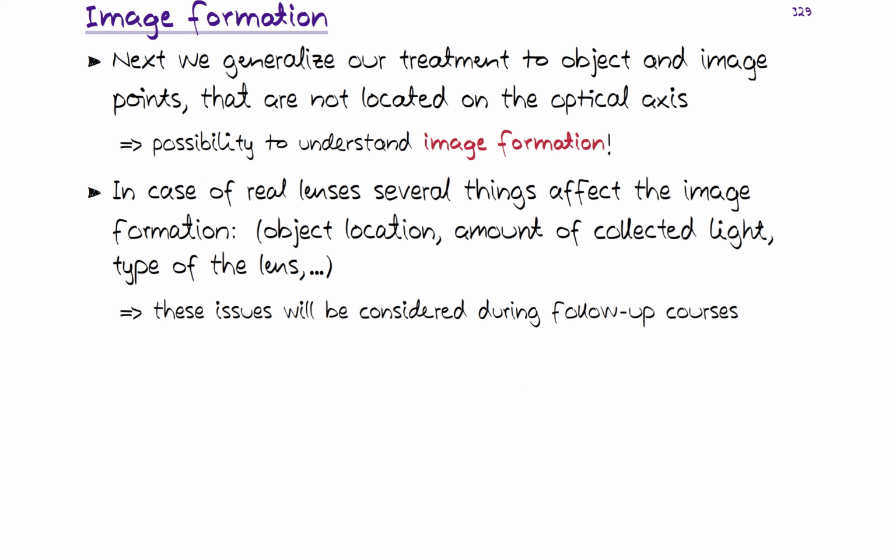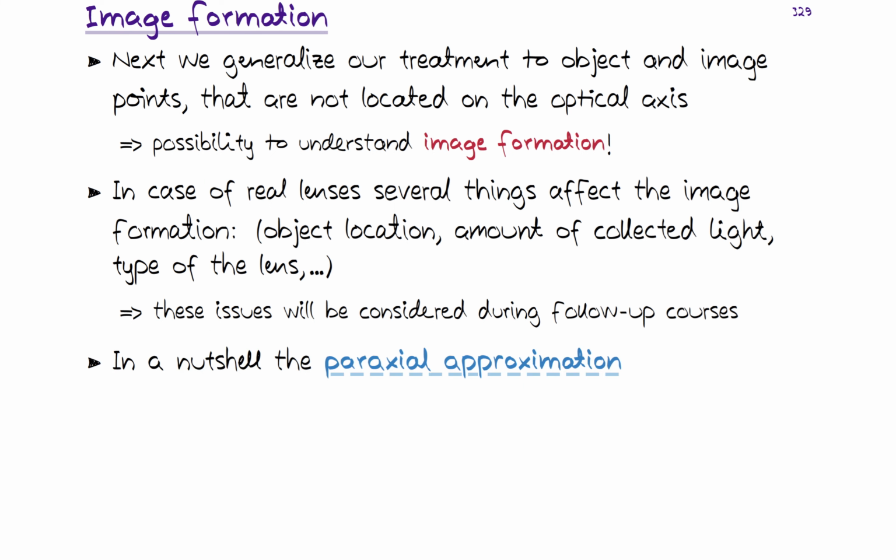Here we are relying on the paraxial approximation. We do not have anything mathematical that can be used to understand optical aberrations, so how different shapes of lenses would, for example, behave slightly differently. And we don't really consider the amount of light collected, so how bright or dark or grainy our image will be. These are some things that we will be considering in the follow-up courses. So this is our scope right now.